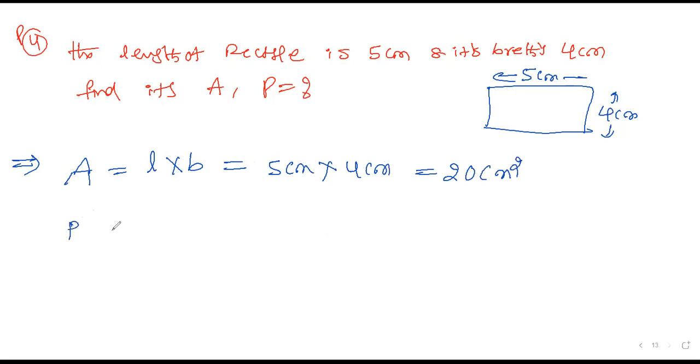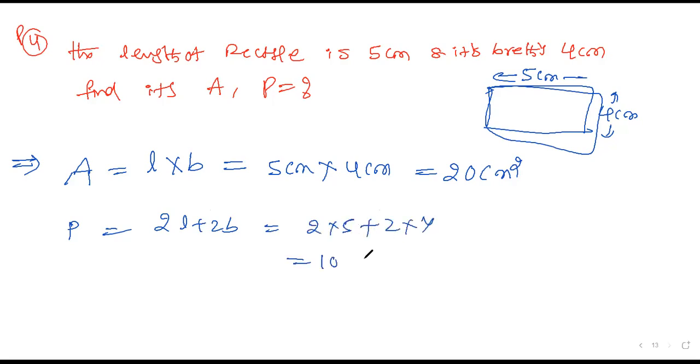Next, perimeter is what? L plus B plus L plus B, that is 2L plus 2B. Substitute: 2 into 5 plus 2 into 4. 2 fives are 10, 2 fours are 8. Answer is 18 centimeters. This is centimeter, this is also centimeter, so centimeter plus centimeter is centimeter. Multiplication is what makes it square. All are lengths only. The length of the rectangle and breadth are mentioned, they are asking area and perimeter. Now we are very comfortable.